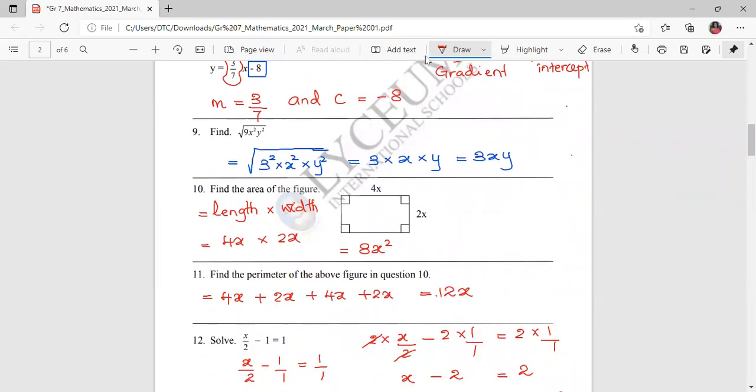Then you want to get the square root. 9, I wrote it as a square value, then 3 square. Then when I get the square root of all the items, it becomes 3xy.